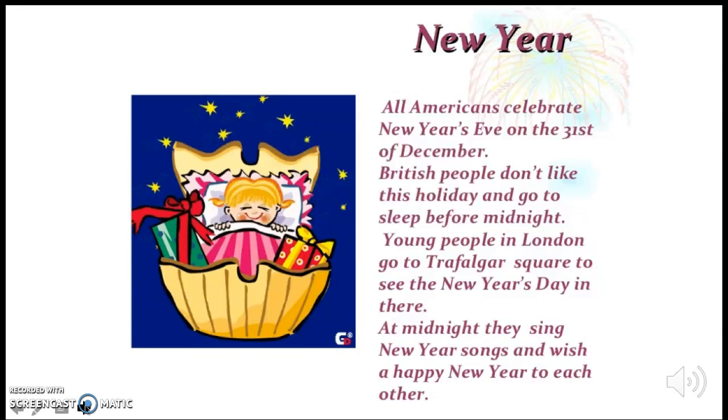The next celebration is New Year. New Year's Eve happens on December the 31st. It says here that British people don't like this holiday and they go to sleep before midnight, but that only young people go to Trafalgar Square in London to celebrate the New Year. So you may want to ask your friends in the United Kingdom if their families really go to sleep early or not. And you can ask your American friends what they do to celebrate the New Year.